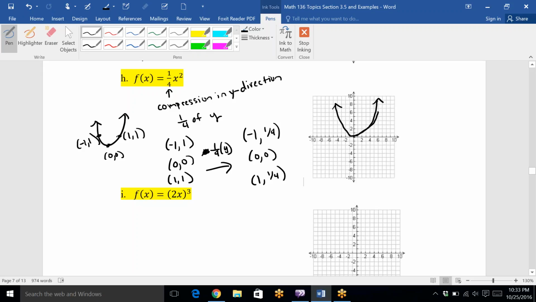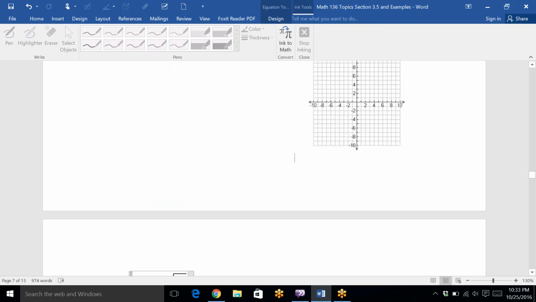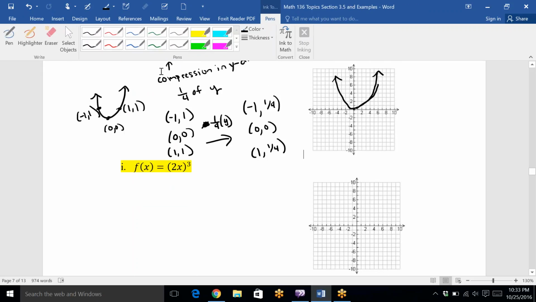Okay, if your number is inside your parentheses, so now this is the same guy I did a minute ago, but now the 2 is inside and being cubed. When it happens inside, it affects x, and it's always opposite to what you see. So instead of times 2, this would be a half of x, and that would be considered a compression in the x direction.